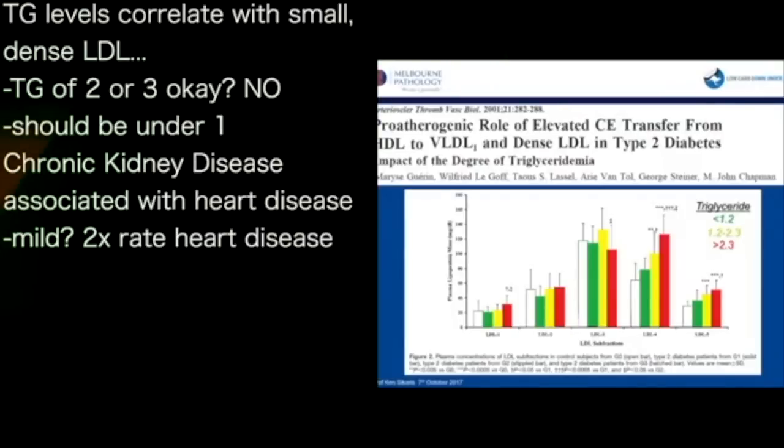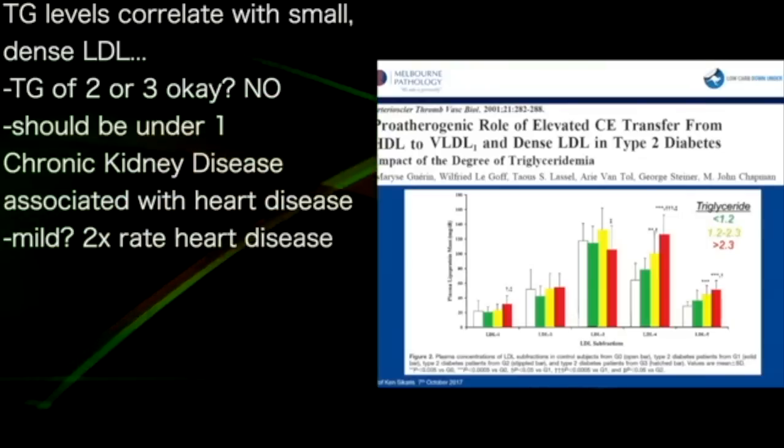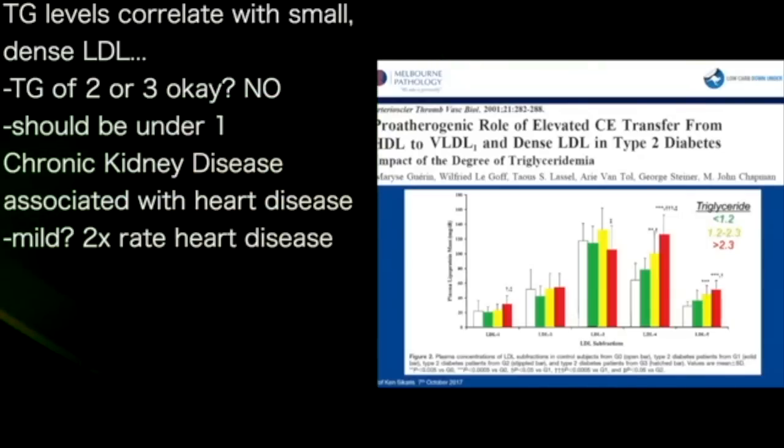So here's another graph of the levels of small dense LDL correlating with the triglyceride level. And these levels are very low. A lot of doctors think triglycerides of 2 or 3 are okay. They're terrible. It should be under 1.5 or ideally under 1.